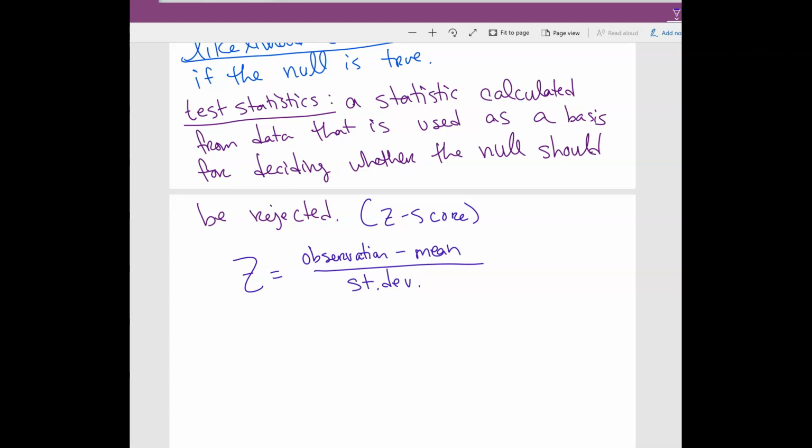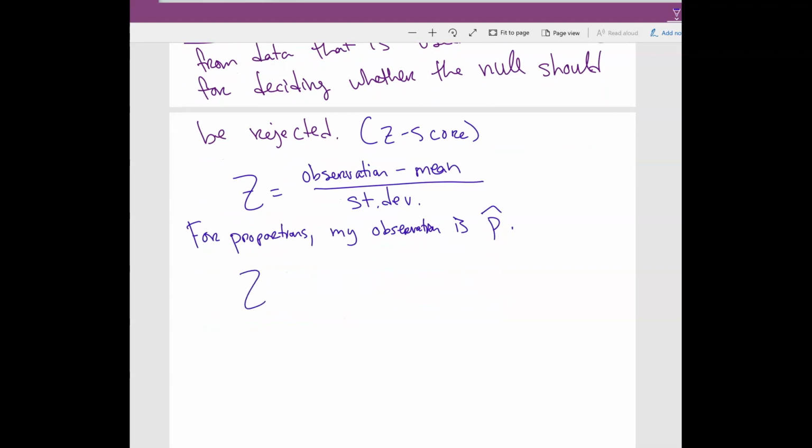Now, in this case, what are we looking for? We're looking for proportion. So for proportions, my observation is p hat. That's my observation. So the way that we're going to do it is that z is equal to p hat minus the mean of p hat, divided by the standard deviation of p hat. Okay, now luckily in the other section on the central limit theorem, we know what these guys are.